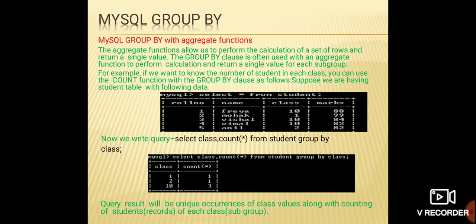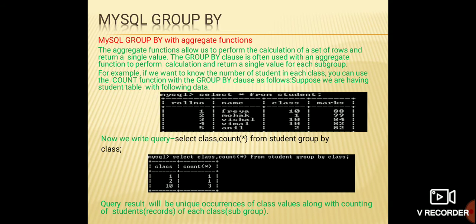I want to count also how much data is being inserted in each class. From the table name, which is Student, group by how? Class, it will be grouped according to class. Okay, so what will the output be? Class 1. So what will the counting be?